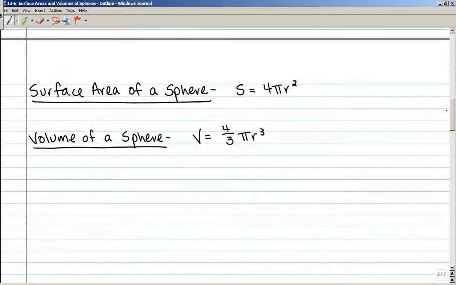The formula for the surface area of a sphere is S equals 4 pi times the radius squared. The formula for the volume of a sphere is 4/3 pi r cubed. Notice the area formula has the radius squared, so your answers will be in square units. The volume formula has r cubed, so your answers will be in cubic units.